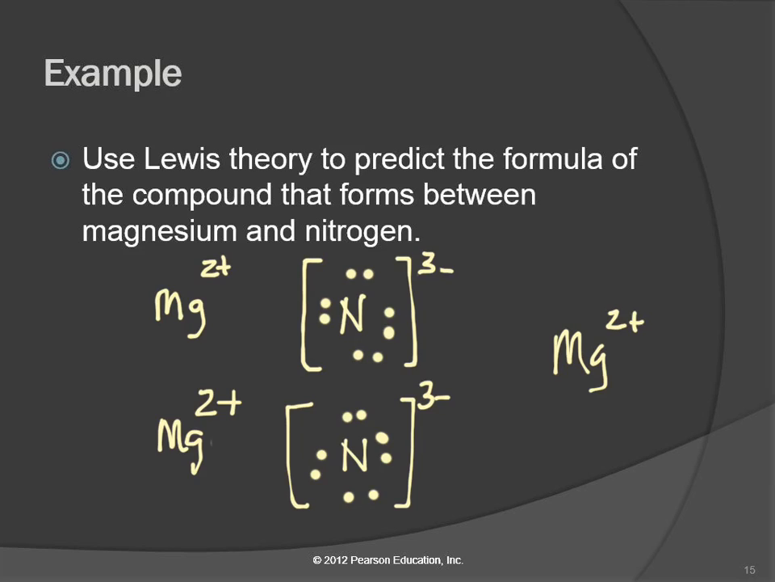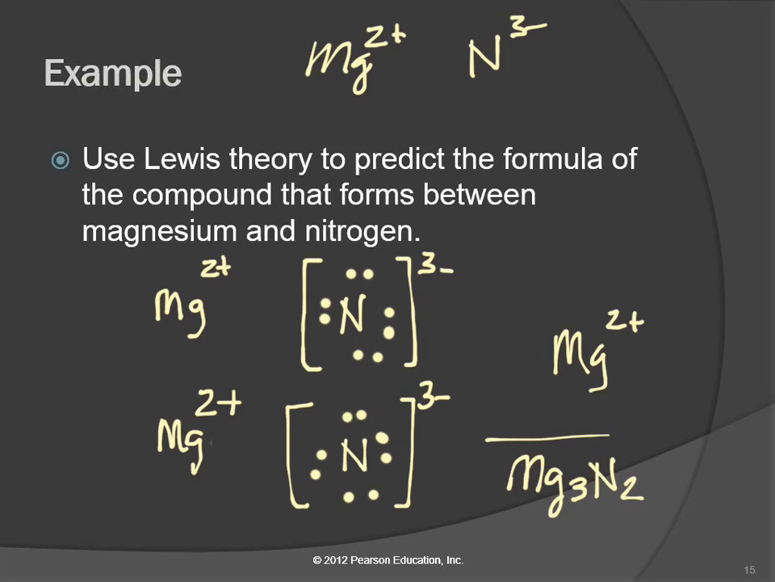How many magnesium ions did we end up drawing? 3. And how many nitrogen? 2. So we got Mg3N2. What we learned before is magnesium forms a +2 ion, nitrogen forms a 3- ion, and we look at that, say the charges aren't the same, let's do the crisscross thing, and we end up with this. Lewis theory, though, explains why that works out.